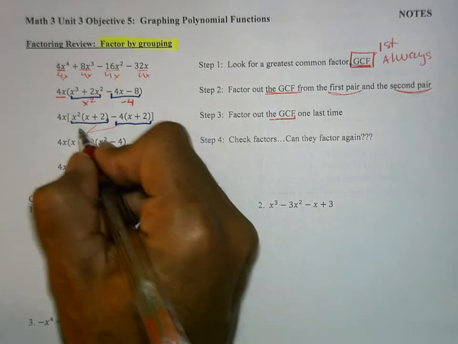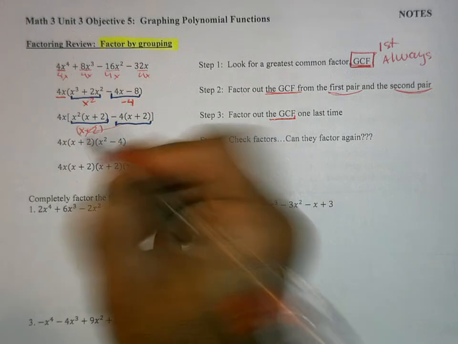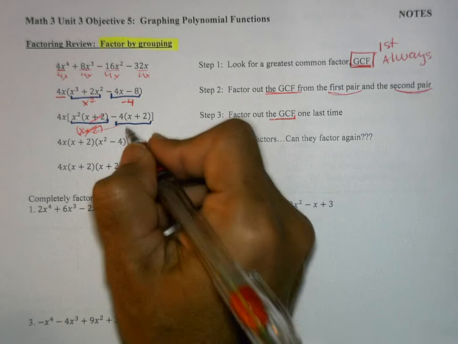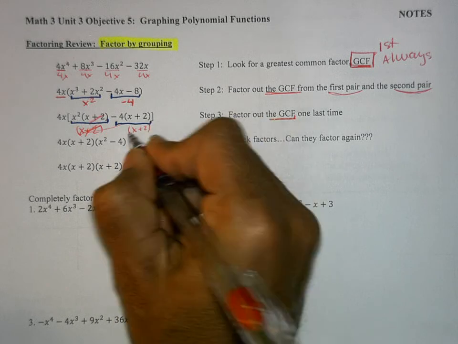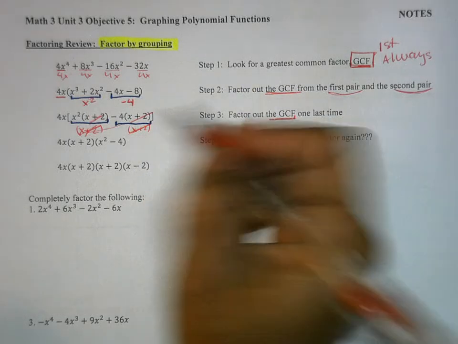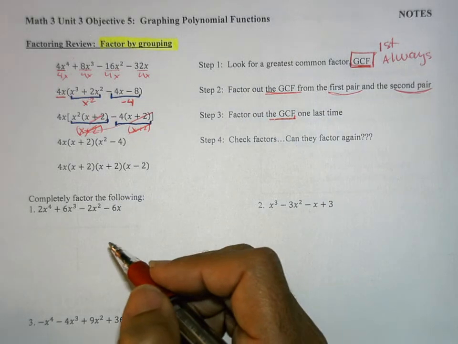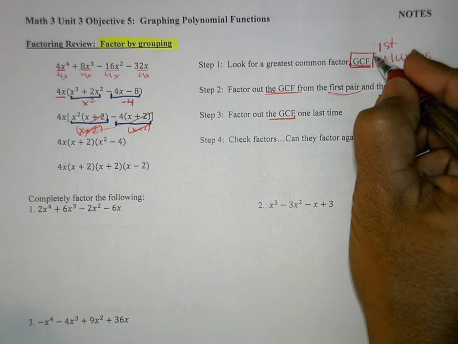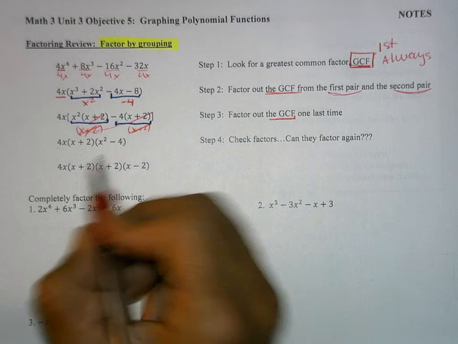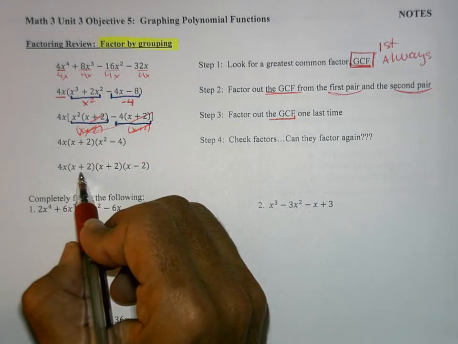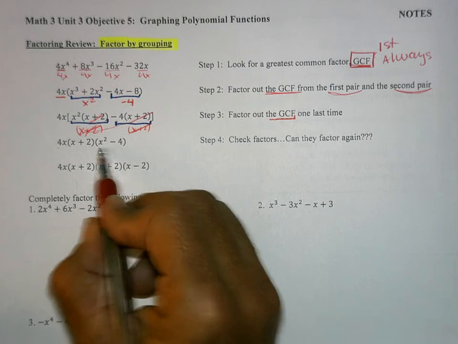So when I divide x plus 2 here, the x plus 2 cancels and we get an x squared left over. And when I divide this one by x plus 2, I don't like to use the word cancel, it reduces, and I have a negative 4 left over. Okay? So now I have the 4x, which was my original first GCF. I have my x plus 2, which is this GCF I just factored out here. And now I have a difference of squares.